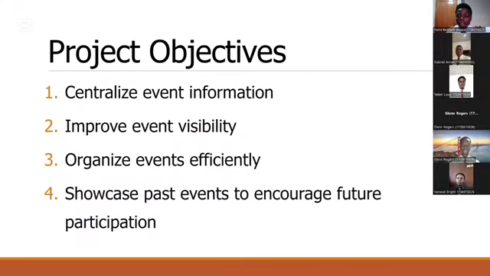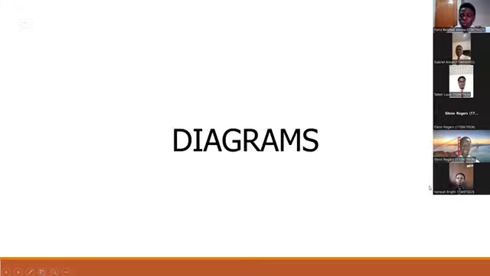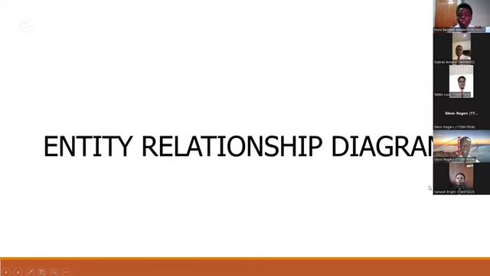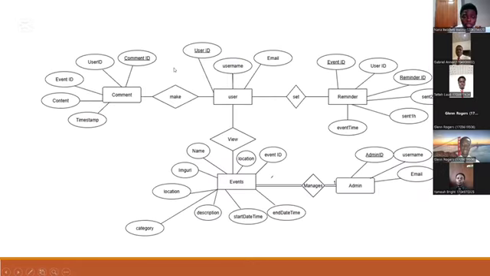We encourage people to go to these events. Now let's move to the diagrams, starting with the entity relationship diagram. First of all, for the entity relationship diagram, you can see that users can set reminders on the events app. Users can also make comments on the events app. The user can also view events. Now let's move on to the flowchart diagram.